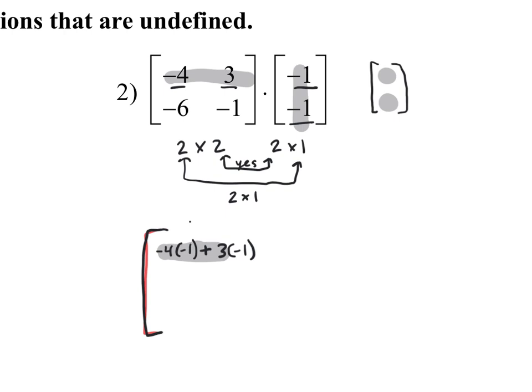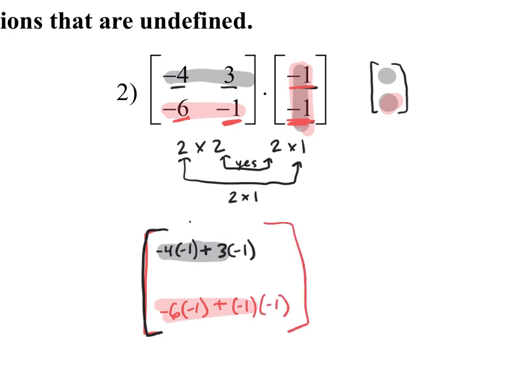Now we move on to the second row, first column. So what are we going to multiply first? What do we multiply first, guys? -6 times -1. And then we add, so first number times first number. Then what comes next? -1 times -1.